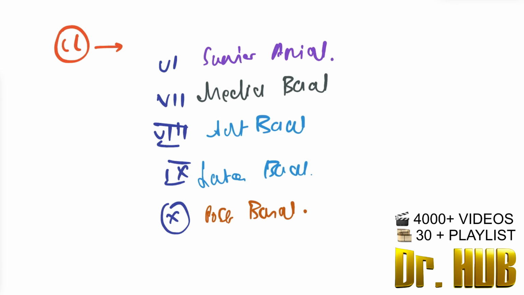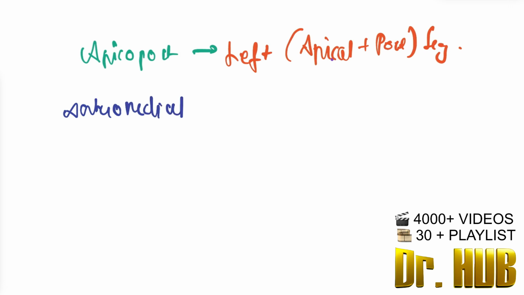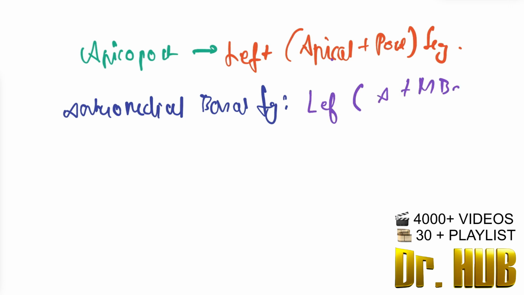Now, some important things we need to note is the apico-posterior segment. This includes the left apical and the posterior segments. Next we look at the anteromedial basal segments, which include the left anterior and the medial basal segments. So this is important to note.